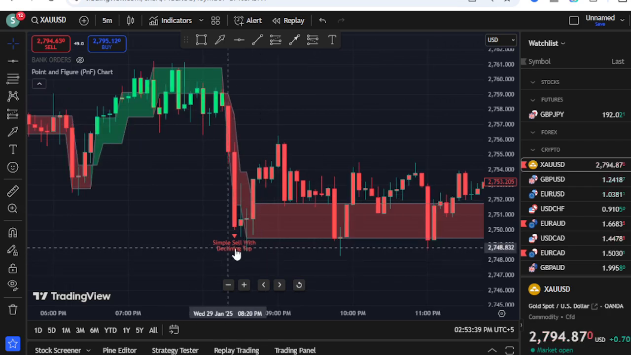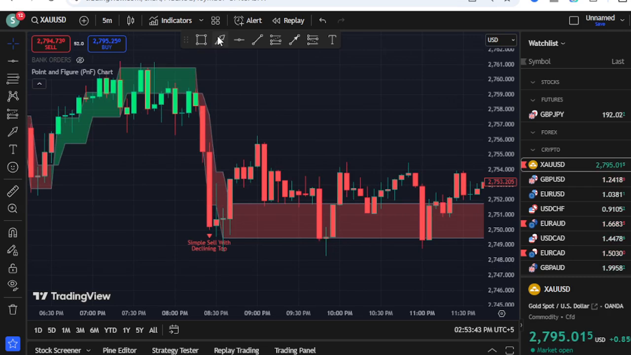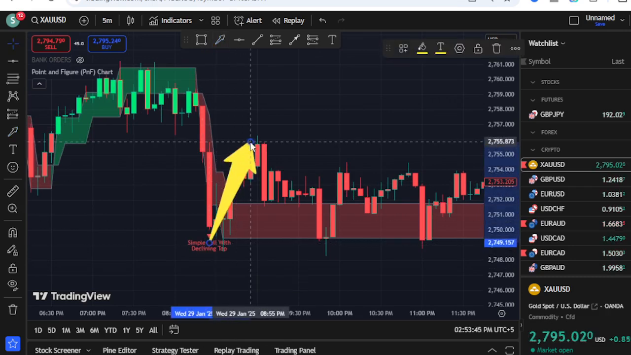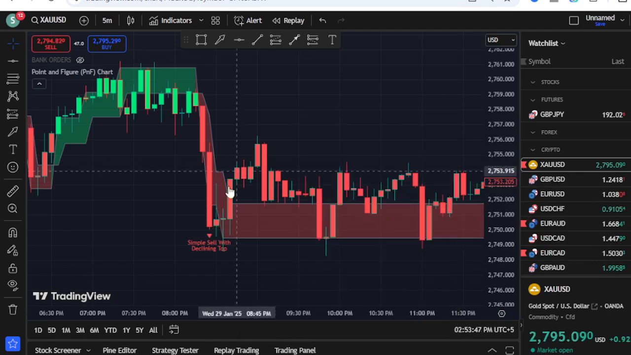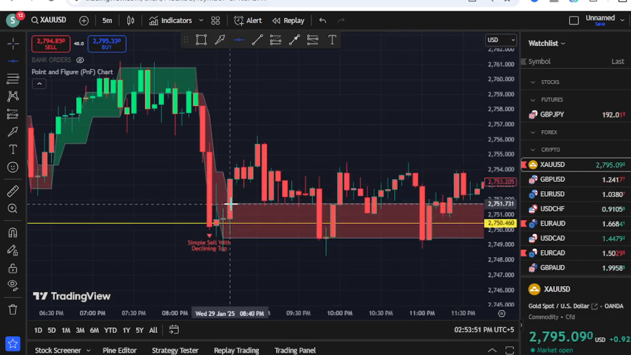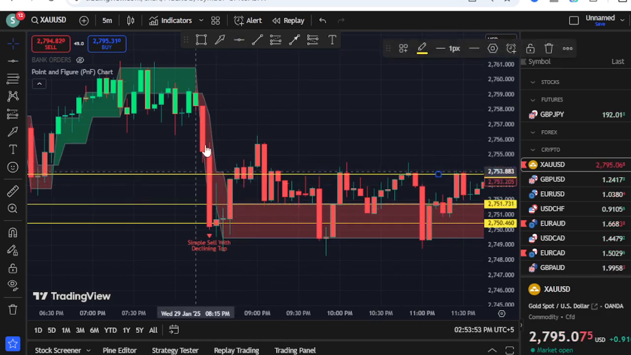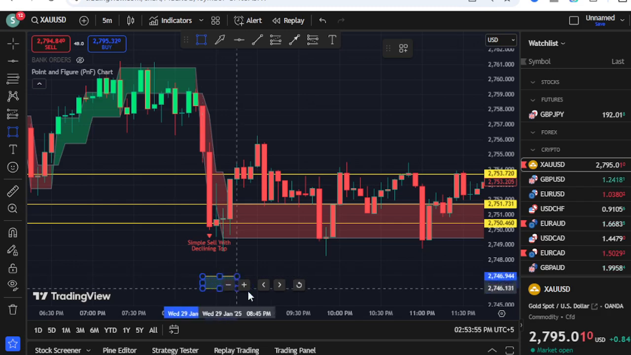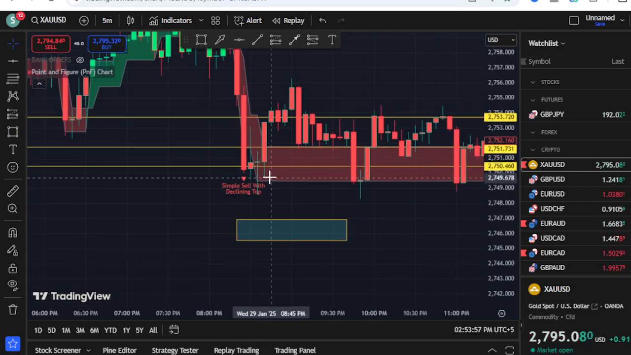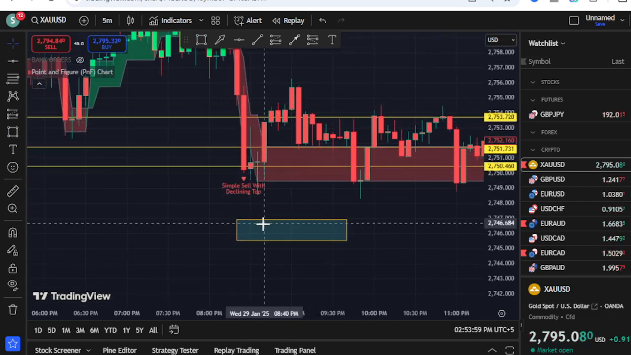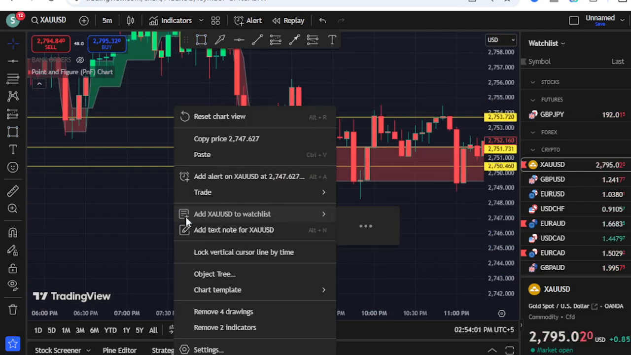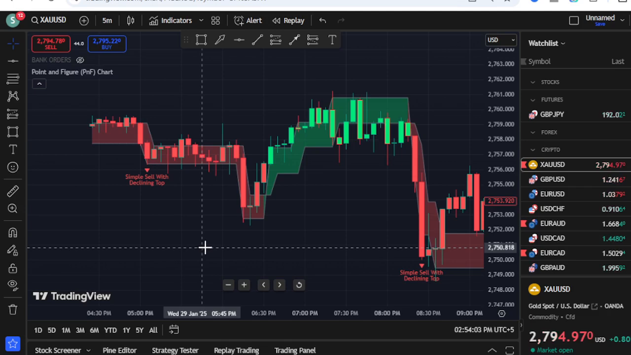Just look at this simple sell with the declining top. So what actually happened from here, the price instead of going down, it has moved up. Another profitable trade. If we have not sold from here and if we have bought from here, and if we kept a small stop loss, then whatever we are making and whatever we are losing, what's wrong in it? Definitely this is how the market works.